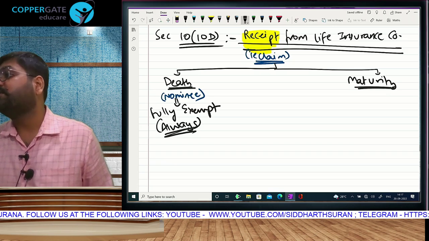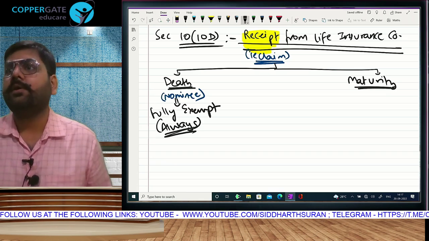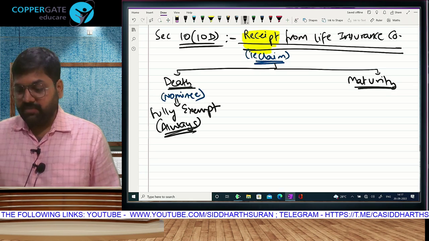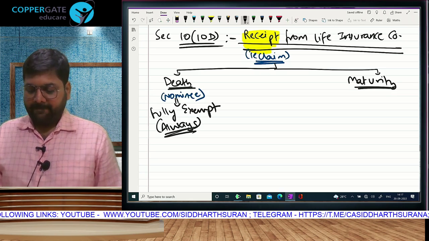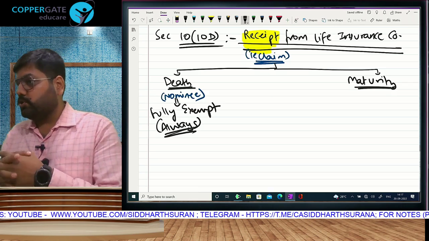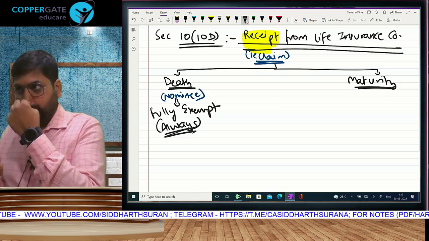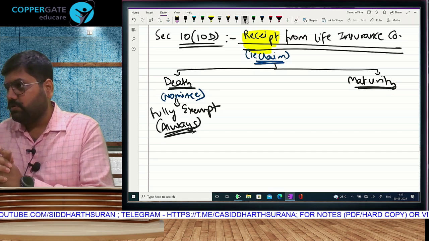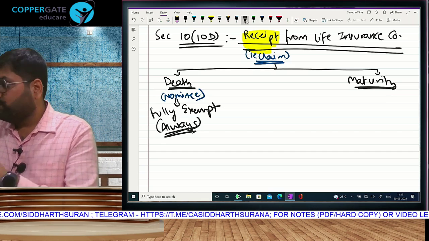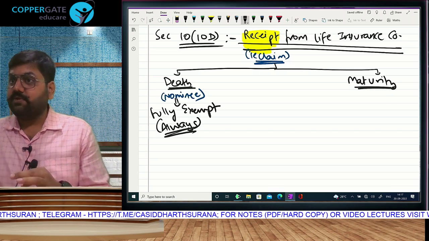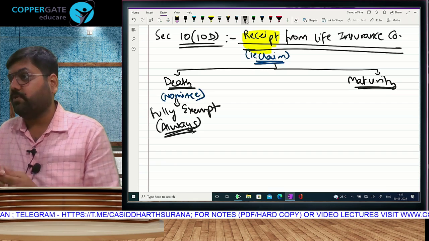Always. What condition? No condition. Fully exempt always. Okay. But second case, you get money on maturity. देखो ये ना, it also depends on policy to policy. Let me be clear. When the agent will come to you, he will explain what are the benefits of this policy. An insurance agent is someone who will convince you about the benefits of your death.